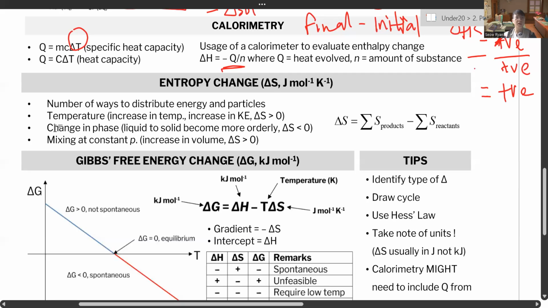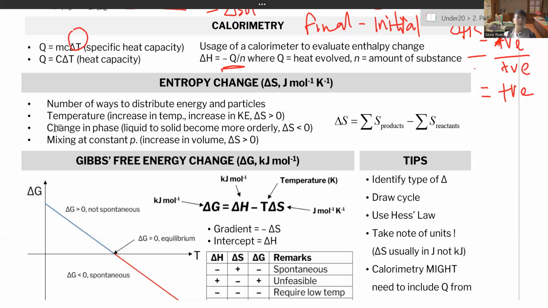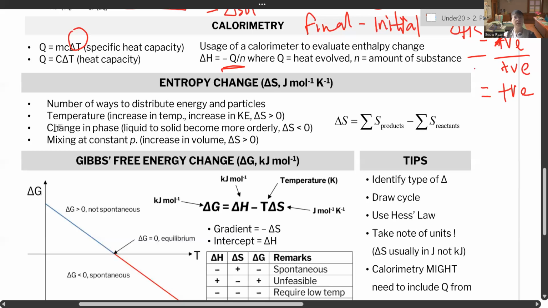Okay, next is mixing of gases. When you mix gases at a constant pressure, then the only other thing that must change is the volume. And if the volume increases, there are now more ways to distribute the energy and the particles because now the particles can fly around as much as they want, right? So the entropy increases. If the question gives you entropy values, you can calculate the entropy change by taking the final minus the initial, or products minus reactants.